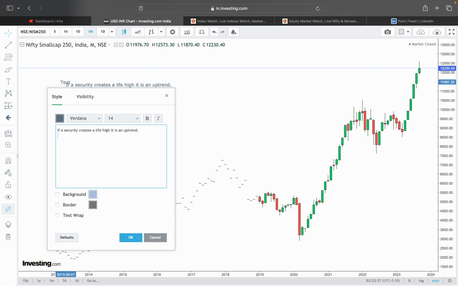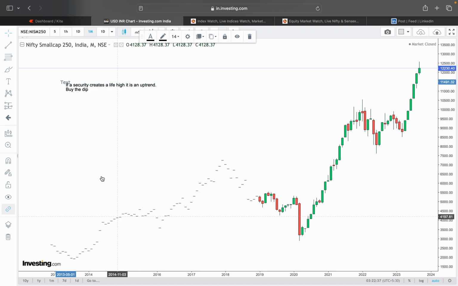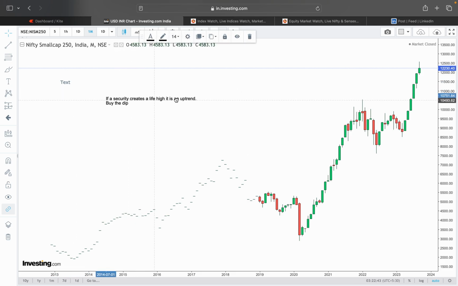And if the security is in an uptrend, we have to buy the dip. Right? I mean, this is something that we have to do. First determine if the security is in an uptrend or not, and if it is in an uptrend, we want to buy the dip. It's quite simple.